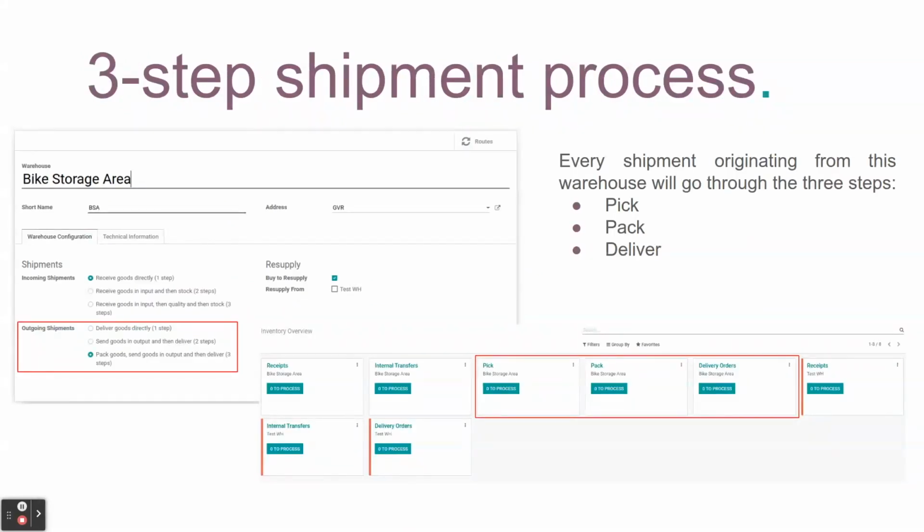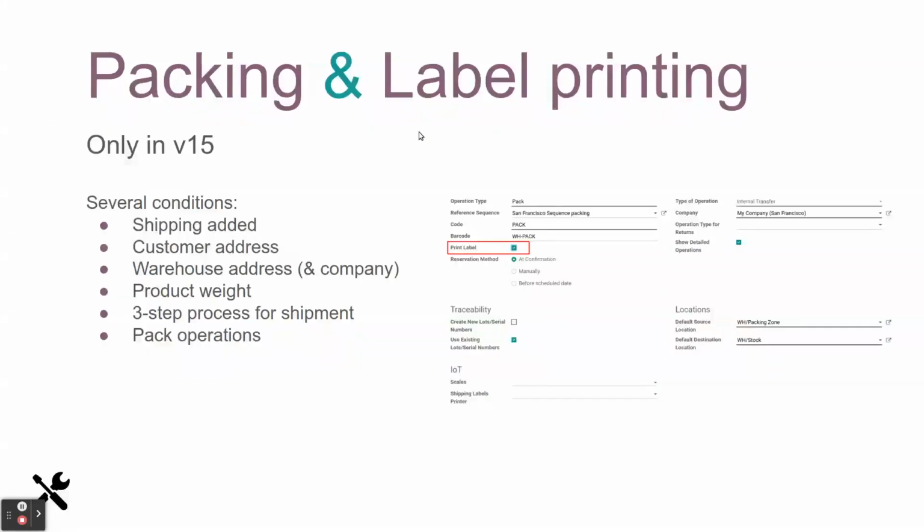Now let's talk about the three-step shipment process. Every shipment originating from this warehouse, the B2C warehouse, will go through the three steps: pick, pack, and deliver. When we configure that on the warehouse form, it creates three operations in the inventory dashboards. These operations are pick, pack, and deliver. These three steps are also linked to packing and label printing.